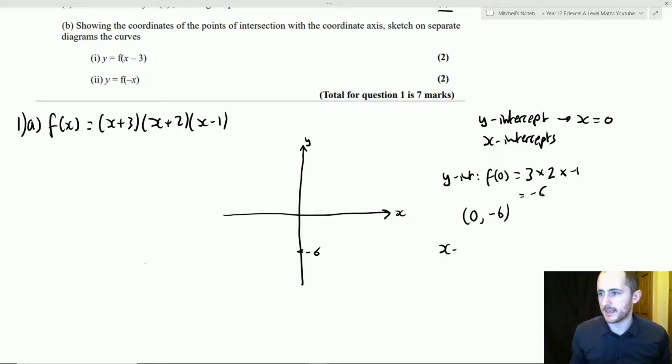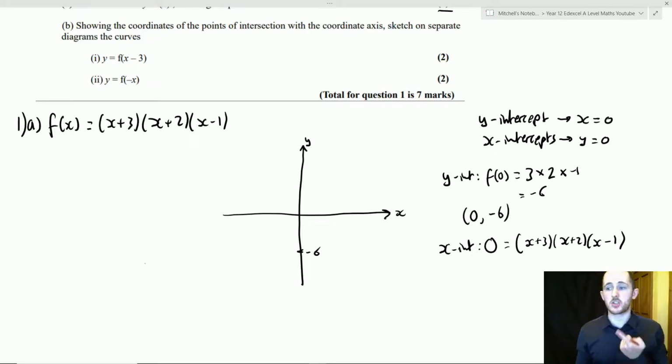Now with an x-intercept, that's the opposite. That's when y equals 0. So what we're going to do here is we're going to say 0 equals x plus 3, x plus 2, and x minus 1.